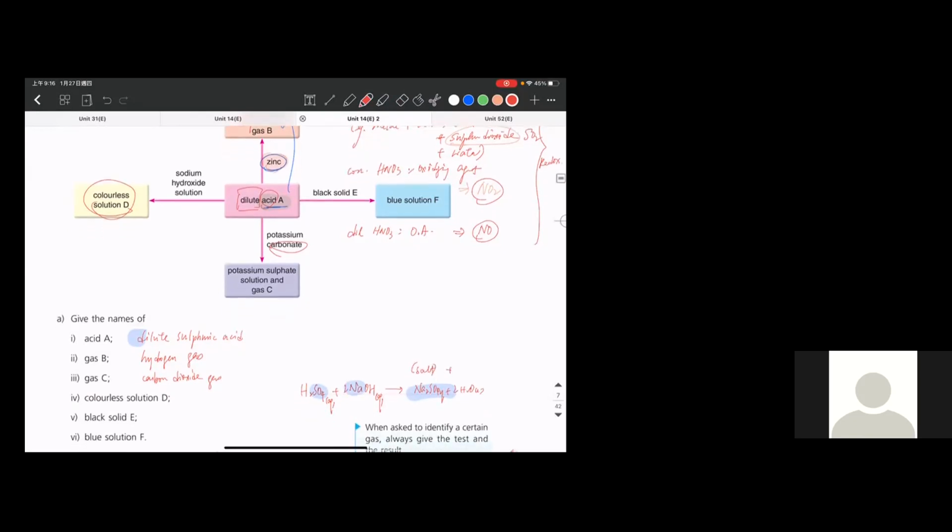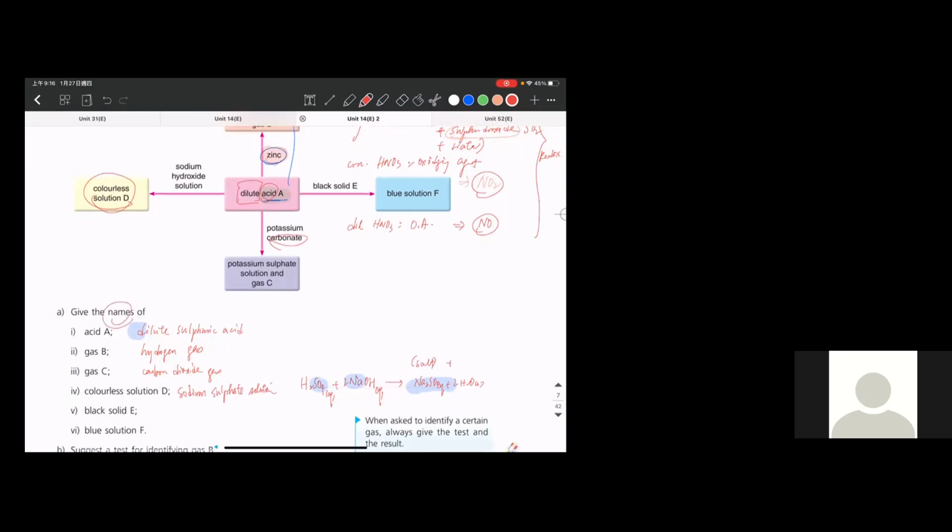Remember to balance the equation. The sodium sulfate. Now, you cannot write down the formula here because you are asking for the name.